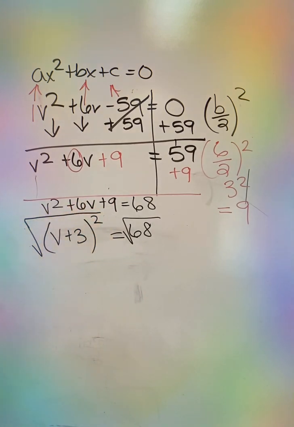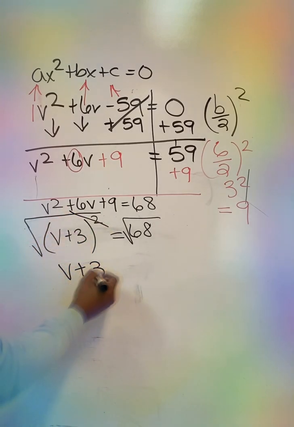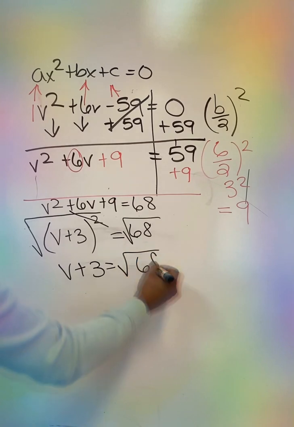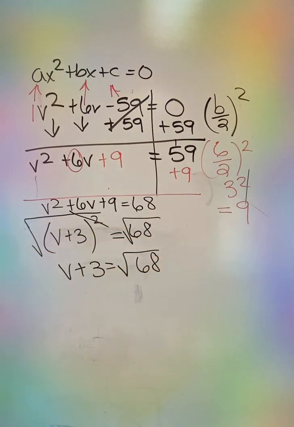All right, so when we do the square root of a squared number, this is going to cancel out, and that's going to give us v plus 3 equals the square root of 68. All right, so now we're solving for the variable v. In order to do that, we've got to isolate that variable and get it by itself.